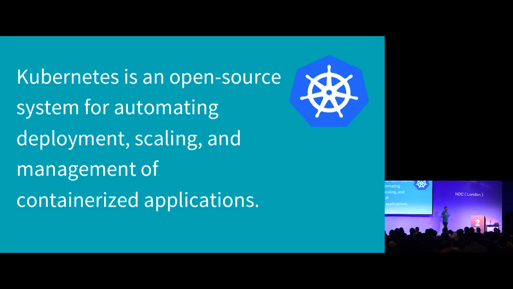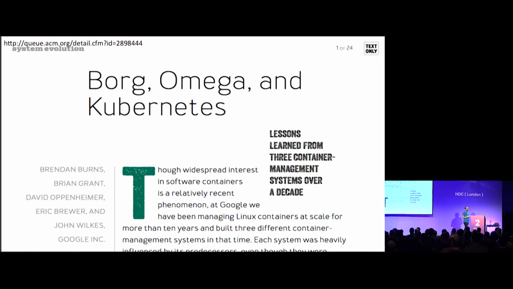So the official definition of Kubernetes is: an open source system for automating, scaling, and the management of containerized applications, i.e. the things which we have just built and we need to now push into production. And Kubernetes was born from inside of Google. So Google run all of their systems as containers.